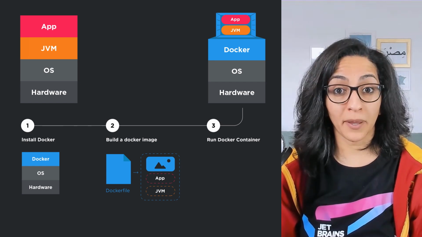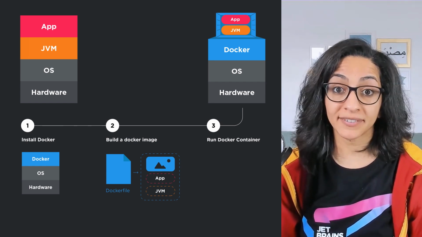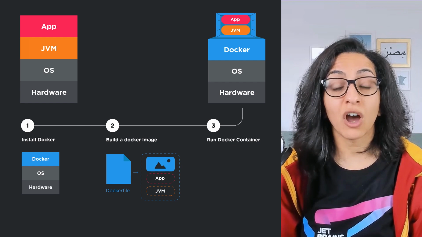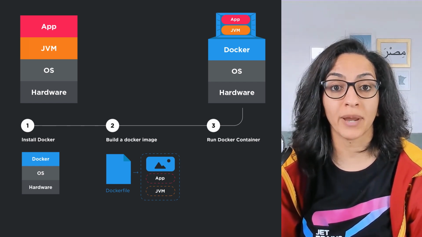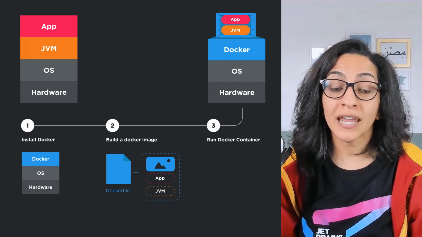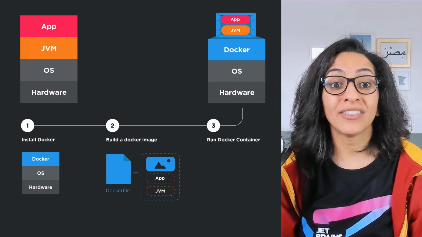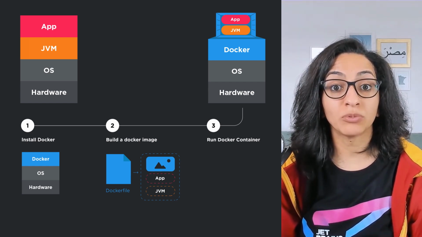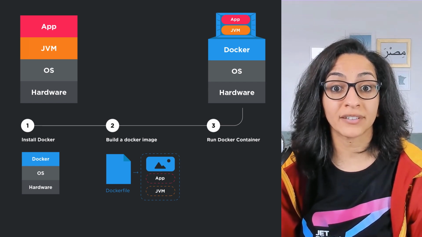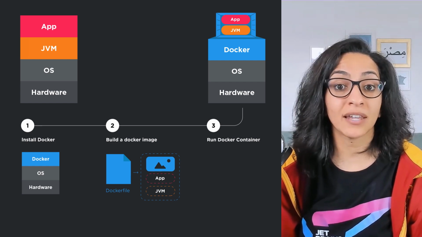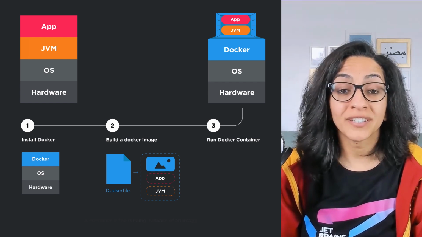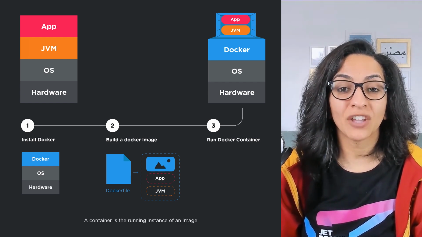If you're not sure about the difference between an image and a container, a helpful analogy is classes and runtime objects in object-oriented programming. You can think of an image as a class and the container as the runtime object you instantiate from your class. You take a Docker image and instantiate as many containers as you'd like. So a container is the running instance of your image. Let's go ahead and see all these steps in action.